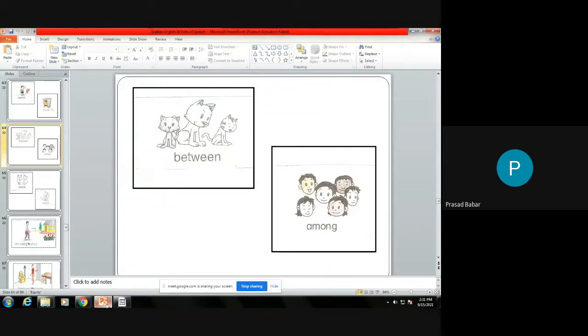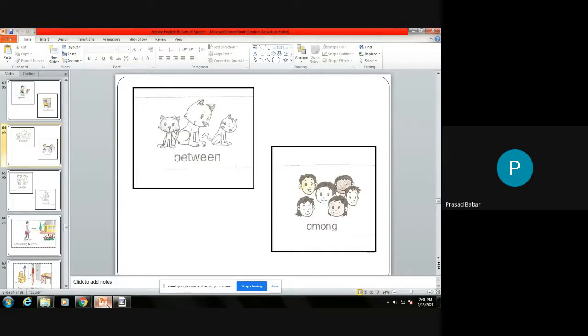So there are two kittens and that cat, the mother cat, is in between them. Okay, she sat between them. So that is why between will be the proper preposition for this picture. Then there is the next picture. Yes, there are many faces of girls and boys.